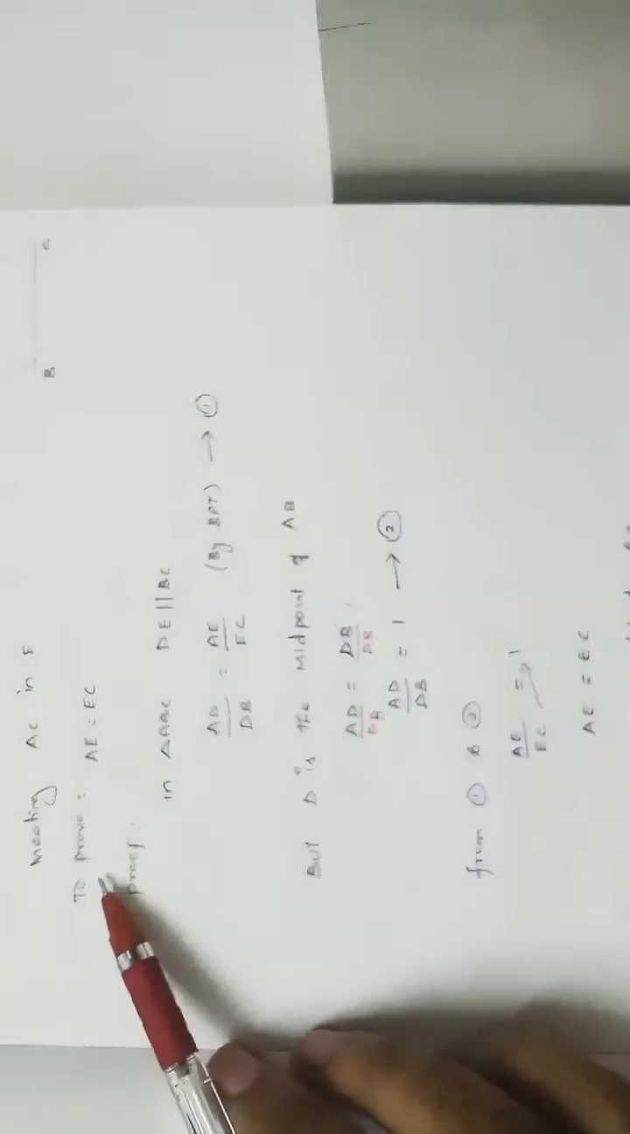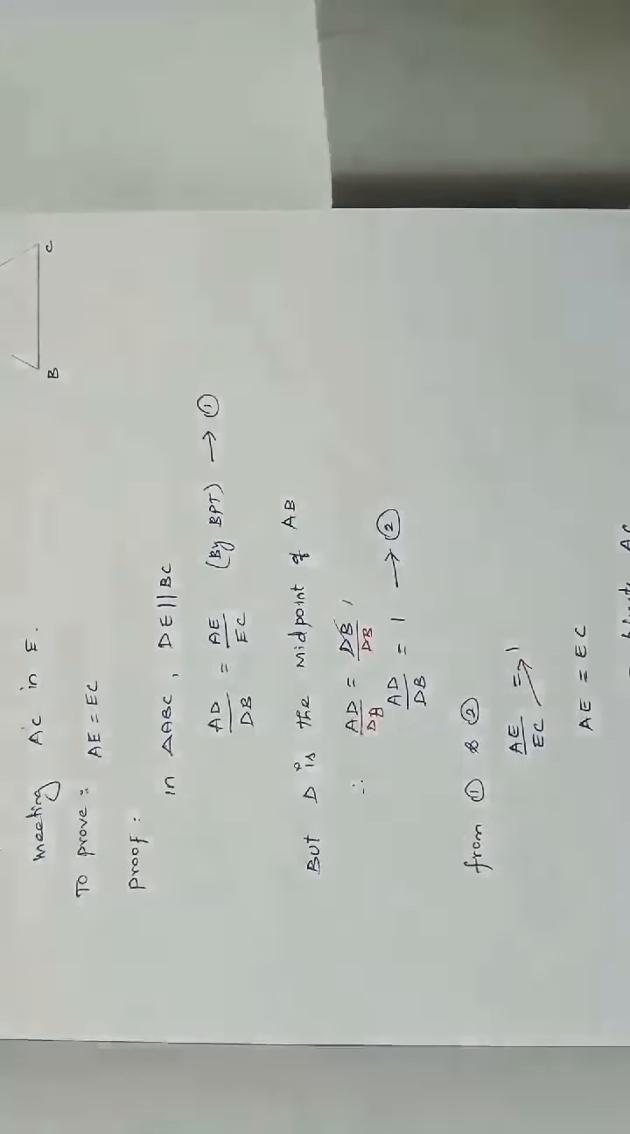So what we want to prove? We want to prove that AE is equal to EC. Hence, E bisects the line AC. Understood? Next is sum number 15.